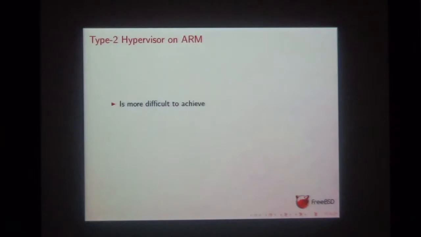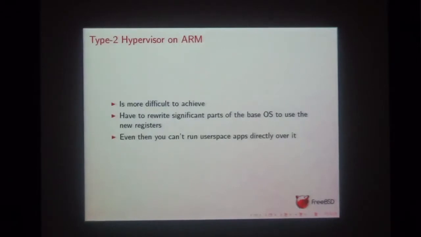So given the fact that we have a new privilege mode, that privilege mode fits exactly, for example, the Xen design. But on our side, we have a big kernel. We cannot put the kernel in that HYP mode, because we would have to rewrite a significant part of the OS. In that new mode, HYP mode, we don't have the same instructions available. They are different. You have to re-implement a lot of it. And even then, you cannot run user space applications on top. You have to have a middle layer in kernel mode.